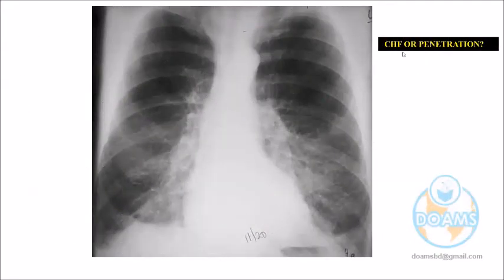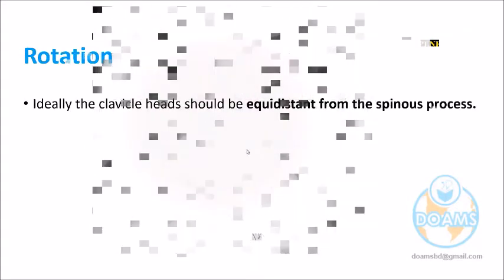Now the confusion: congestive heart failure or penetration. You see bilateral shadows. It will confuse us if we don't know about the penetration. So this is an artifactual X-ray because the vertebrae are not visible. That means penetration is less. So more likely this is a problem of penetration, not heart failure.